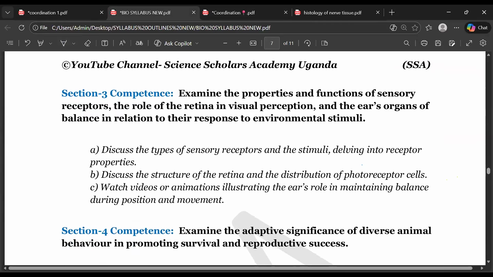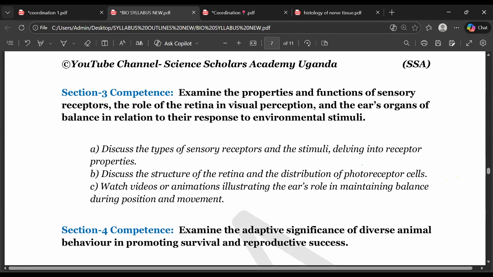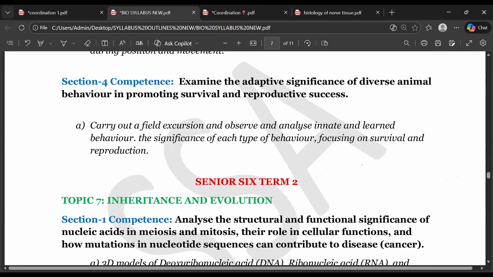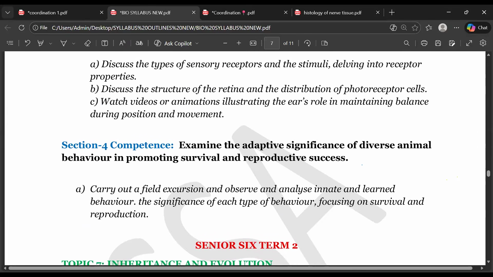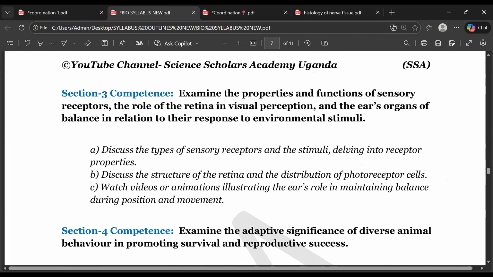Then when you come to section 3, examine the properties and functions of sensory receptors, the role of the retina, and then ear. So this is really the eye and ear only. Then 4, they wanted you to talk about behavior, like response and behavior. That's what they wanted. Like there is a way they try to escape hormones, which is not wise, but me, I'll teach them.